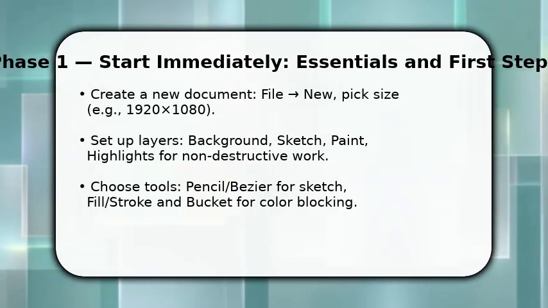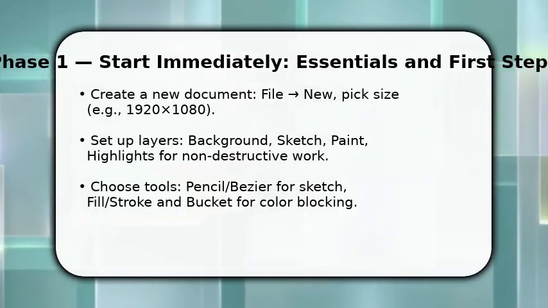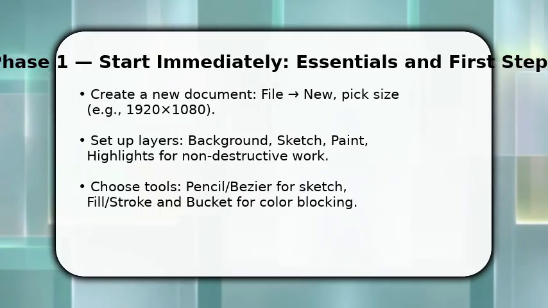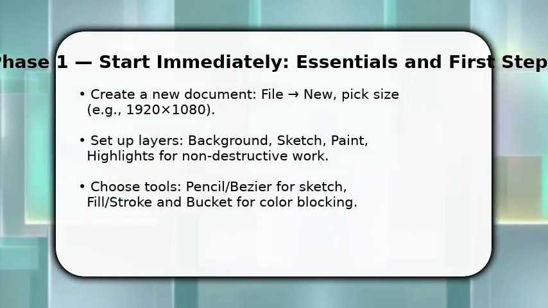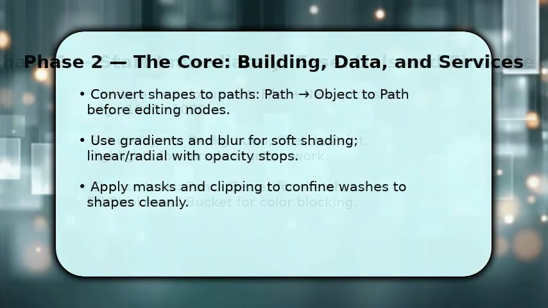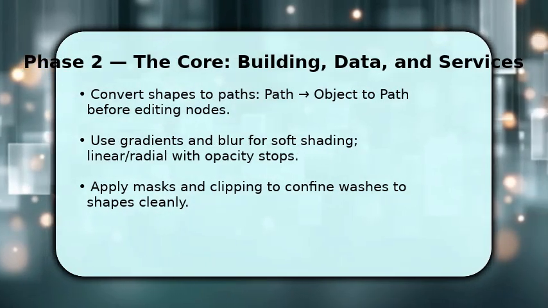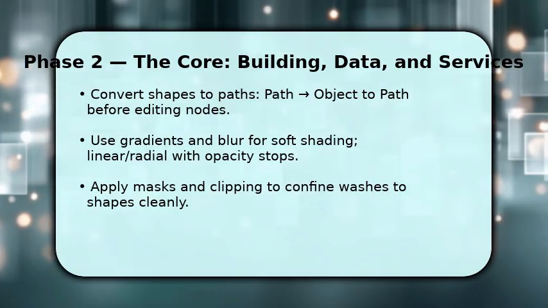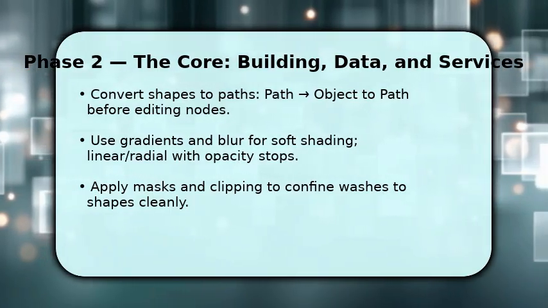Don't fuss on details. Then switch to Fill/Stroke to pick base colors, and enable the bucket or live paint-like techniques to block large shapes quickly, keeping shapes on the paint layer. With base shapes in place, convert important objects to paths so you can edit nodes precisely. Go to Path, then Object to Path.